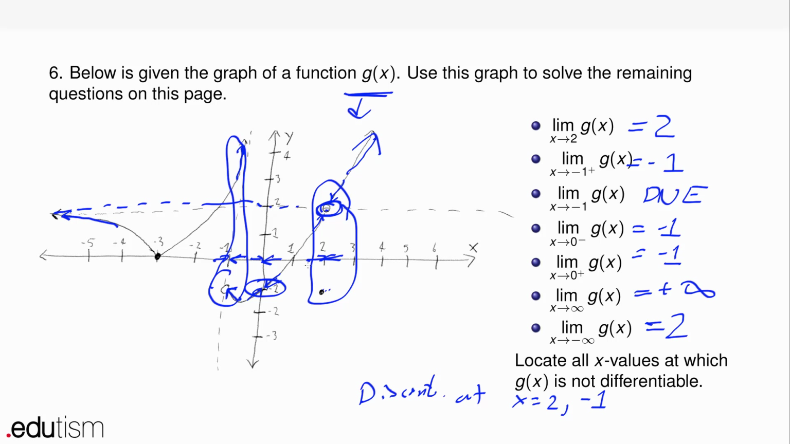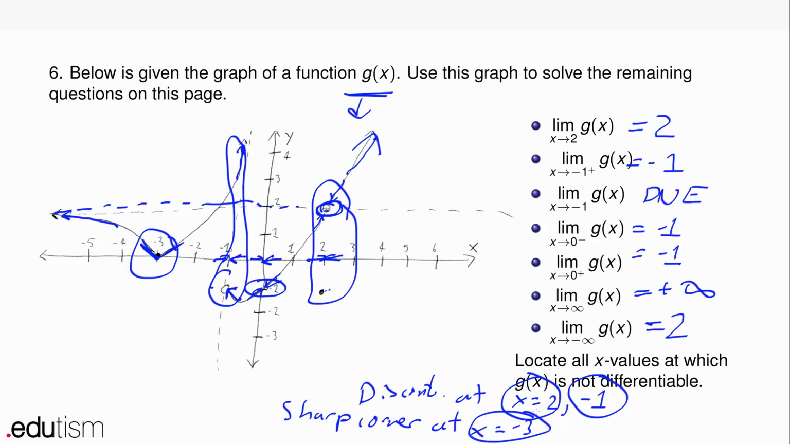There's one more place where it's not differentiable, and that's a place where it is continuous. But here, it is not differentiable because there is a sharp corner in the graph. Anytime you have a sharp corner, it is not differentiable. So there's a sharp corner at x equals negative 3. So these three x values, positive 2, negative 1, and negative 3, are the three places where this function is not differentiable.